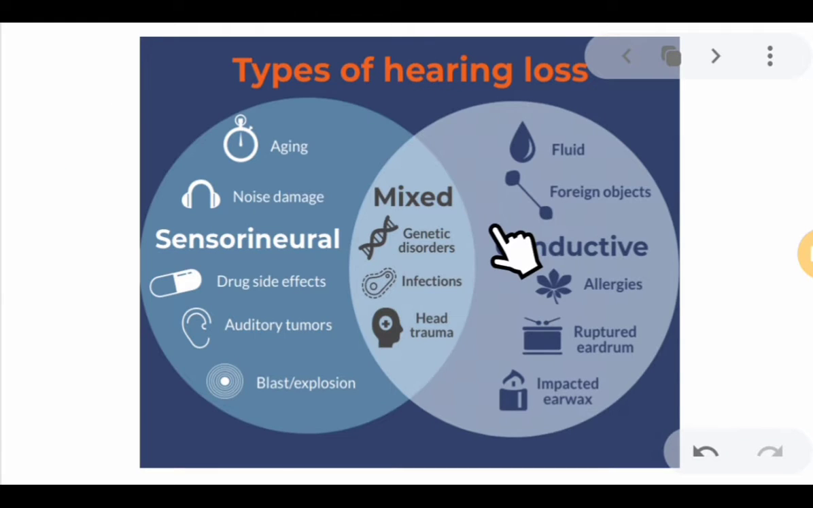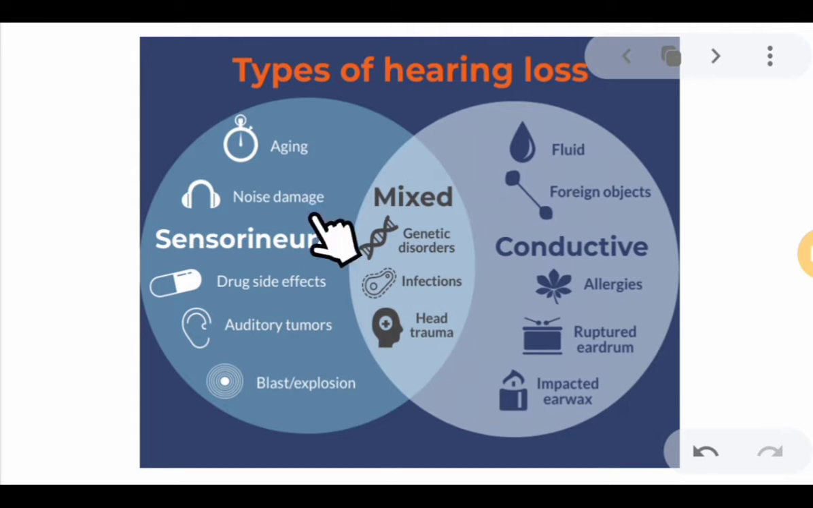Let us look at the types of hearing loss more. For conductive, we have fluid and foreign objects such as cotton buds, fluid such as liquids, eardrops, or too much water when you are swimming, allergies, and ruptured eardrums, from foreign objects since you are poking too much with cotton buds. Then the impacted earwax.